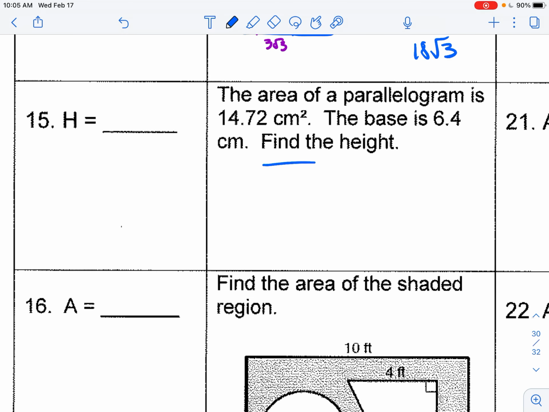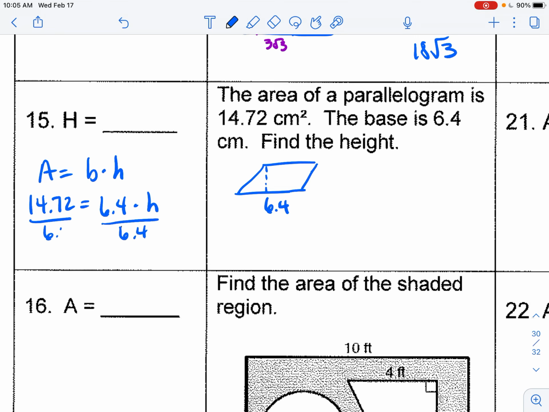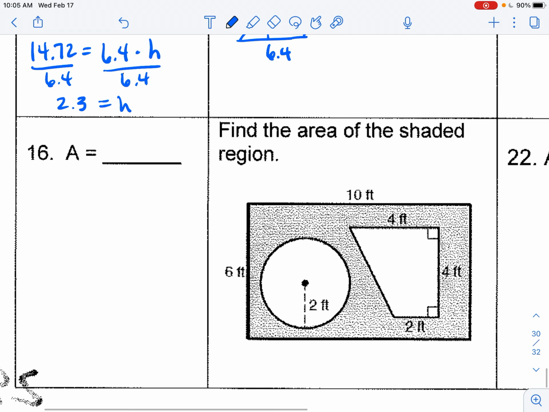In 15, the area of a parallelogram, I just like to draw pictures so I can see what I'm looking at. Whoops, didn't mean to erase that much, is 14.72 centimeters squared. The base is 6.4. Let's find the height. Area is base times height. So if this is 14.72 and the base is 6.4, find the height. All we have to do is divide both sides by the 6.4 to isolate the h. So h is going to be 14.72 divided by 6.4, 2.3 centimeters.